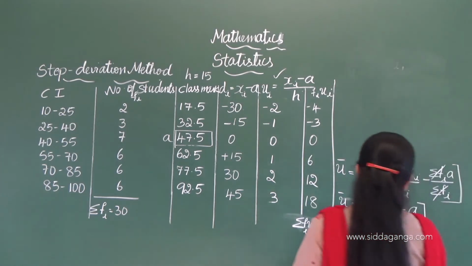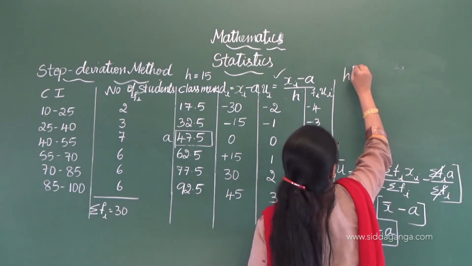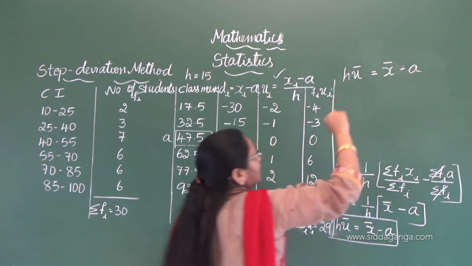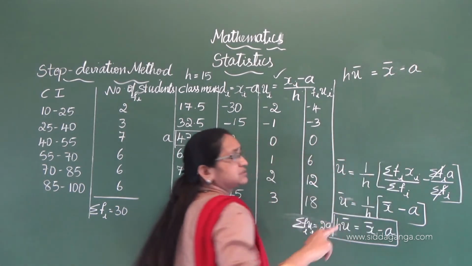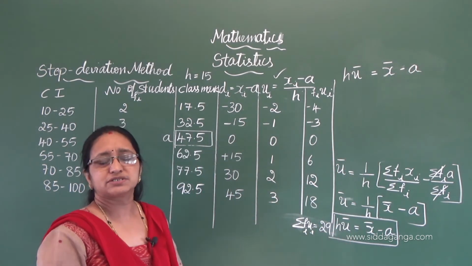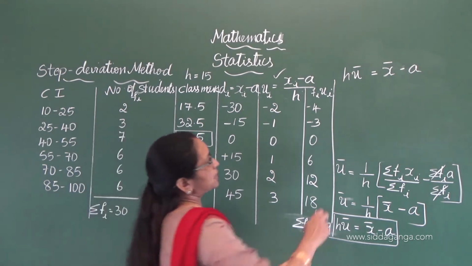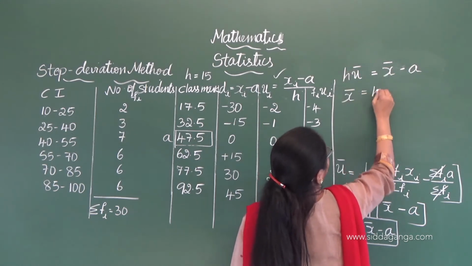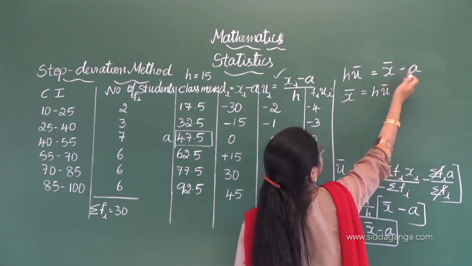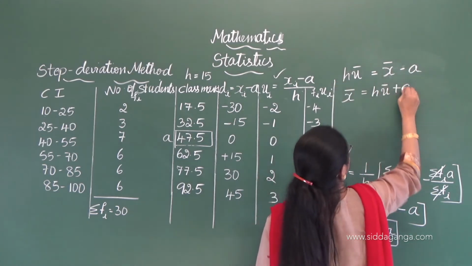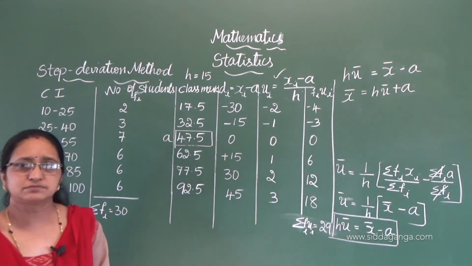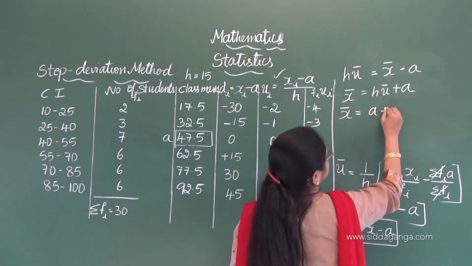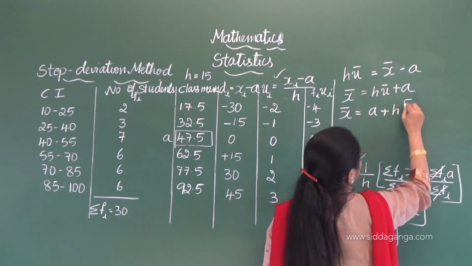See, we have now h u bar is equal to x bar minus a. Now, I want x bar. What is the formula? You have seen in the two other methods, x bar is equal to h u bar plus a, bringing this to the other side. Clear? Okay, now I'll rearrange this: a plus h.